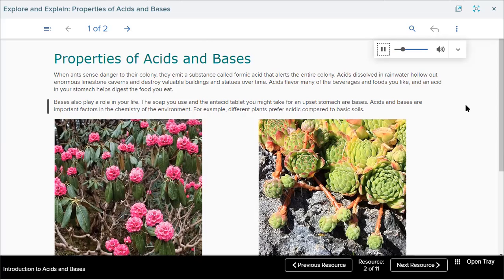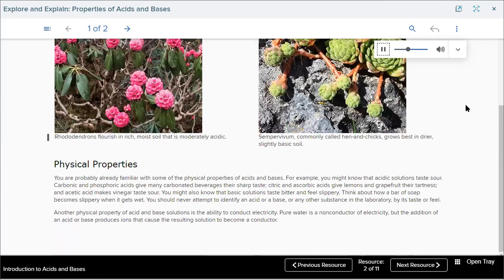For example, different plants prefer acidic compared to basic soils. Rhododendrons flourish in rich, moist soil that is moderately acidic. Sempervivum, commonly called hen and chicks, grows best in drier, slightly basic soil. Physical properties. So what about the physical properties of both acids and bases? Listen. You are probably already familiar with some of the physical properties of acids and bases.